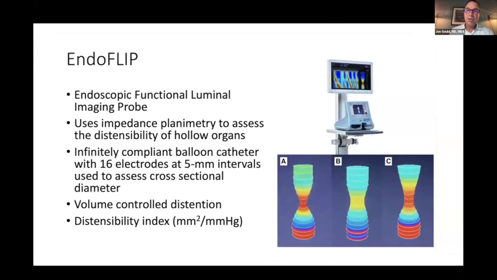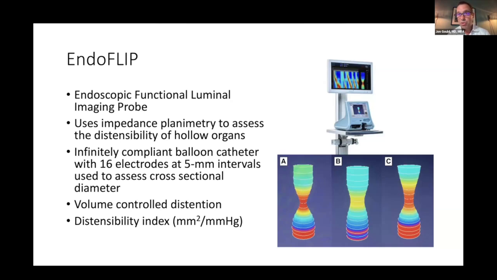For those of you that aren't familiar with endoflip, this is a technology that's been around for a while. It's an endoscopic functional luminal imaging probe, and this uses impedance planimetry to assess the distensibility of a hollow structure. This involves an infinitely compliant balloon with 16 electrodes at 5 mm intervals, and this can assess the cross-sectional diameter of this luminal structure. It will measure the pressure within the balloon.